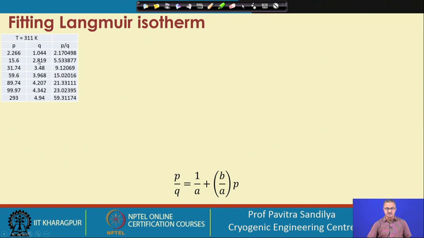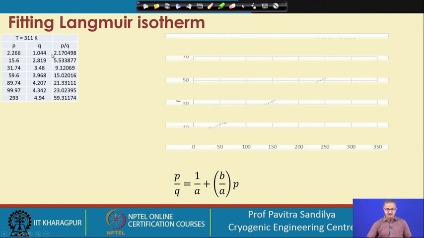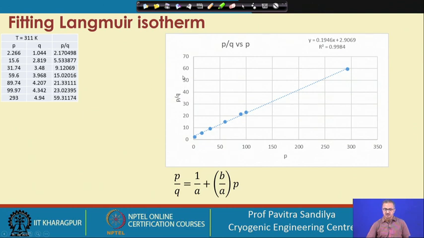First, let us consider the temperature 311 K, and for that we plot P by Q on the y axis and P on the x axis. We put these values from this particular table. We first plot these points, then through these points we use regression or curve fitting to fit a straight line. You can do this on an Excel sheet or other appropriate data processing software like Origin or GNU Plot.